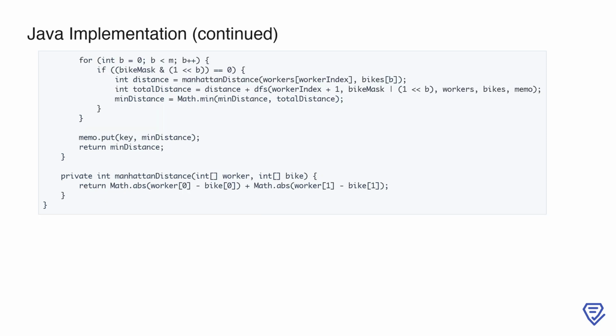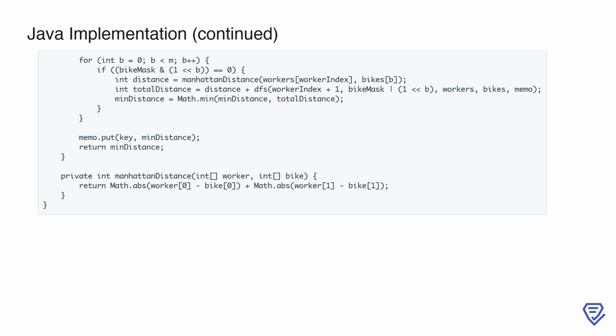Within the DFS method, we check if all workers have been assigned bikes by comparing worker index to n. If so, we return 0, as no more distance needs to be calculated. To optimize the recursion, we use a key composed of the current worker index and bike mask, and if the result for this key already exists in memo, we simply return it. Next, we initialize min distance to the maximum possible value. We then iterate over all bikes, represented by index b. Using bitwise operations, we check if a bike has already been assigned by examining the bike mask.